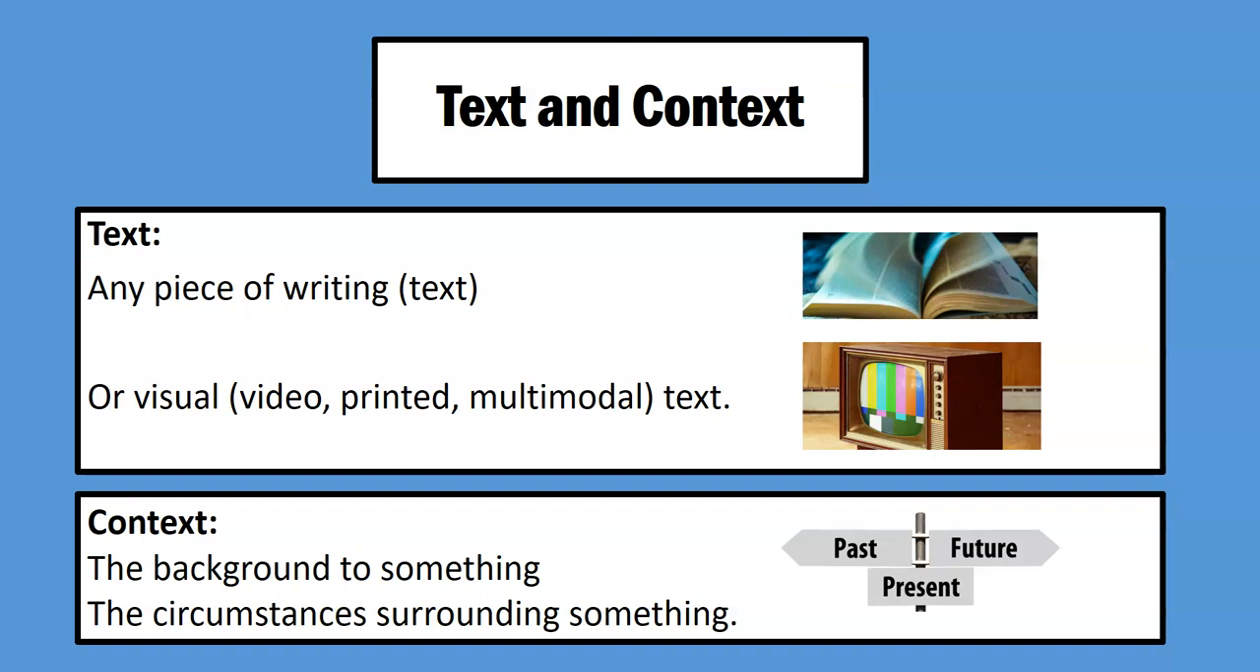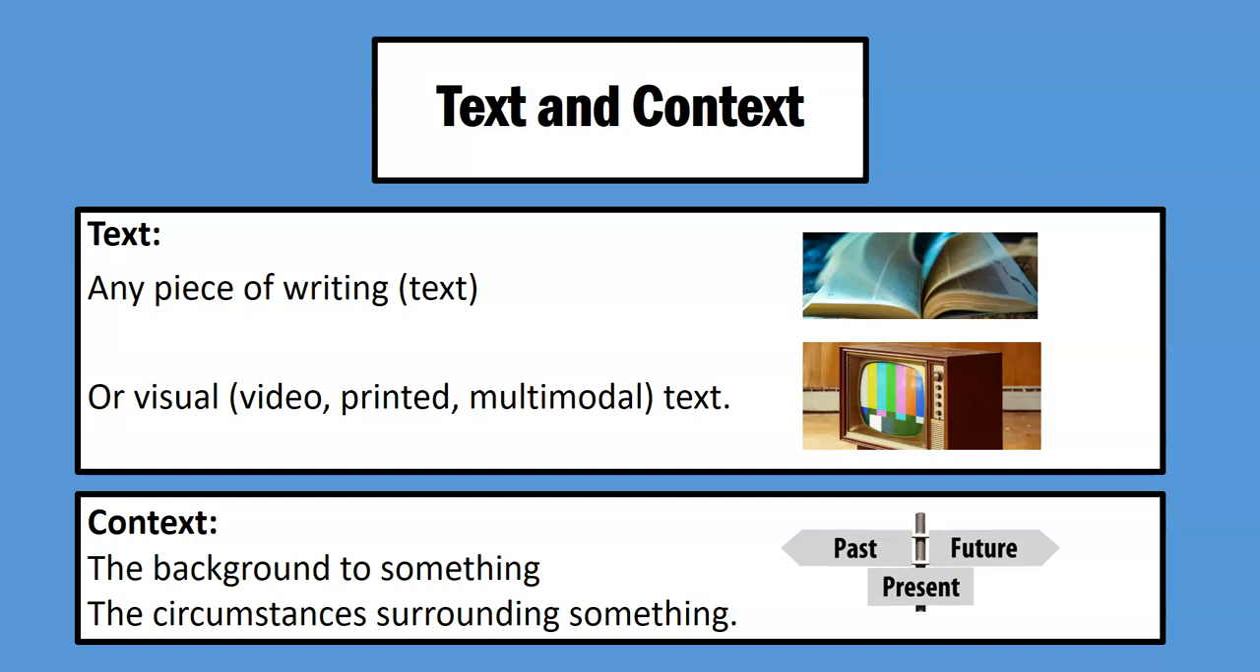is any piece of written text. But it can also be any visual text, such as video, printed, multimodal. And in 2020, we are seeing more visual texts that are representative either through Snapchat, TikTok, but the prominent media text being YouTube and its publications. Context is the background to something.